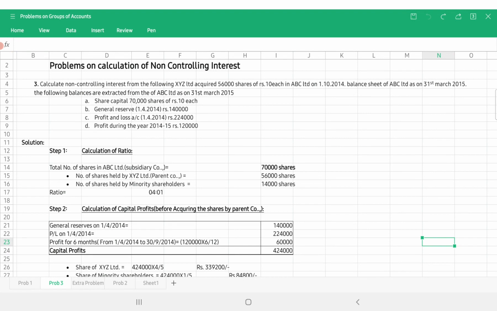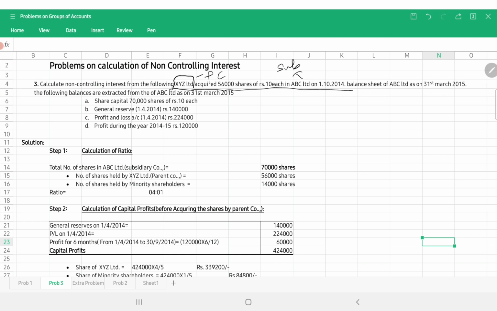XYZ Limited acquired 56,000 shares of rupees 10 each in ABC Limited on 1/10/2014. Please understand this. You should know which is your parent company and which is the subsidiary company. The parent company is the one acquiring the shares in the other company. Here XYZ is acquiring, so XYZ is the parent company, and the other company, ABC Limited, is the subsidiary company.